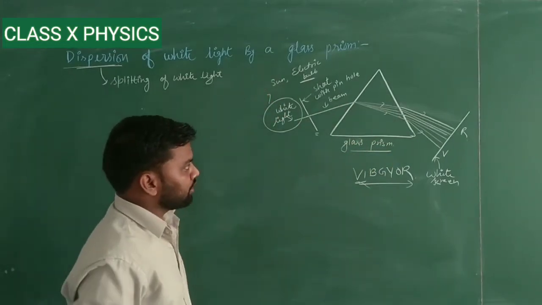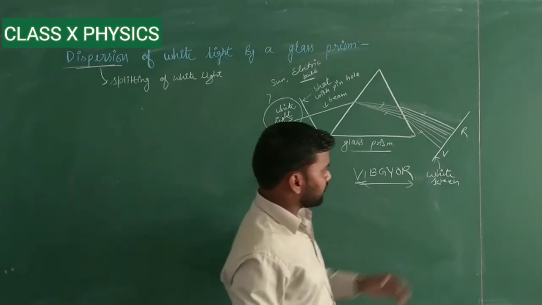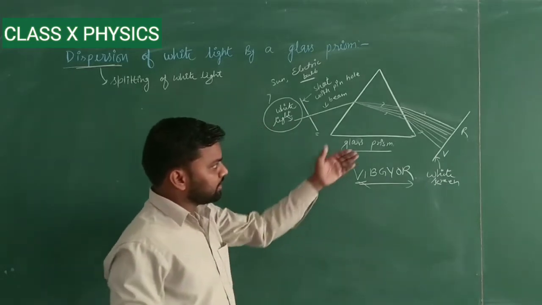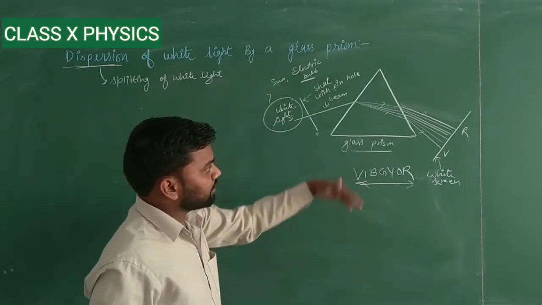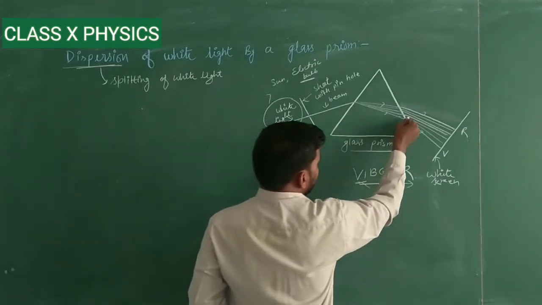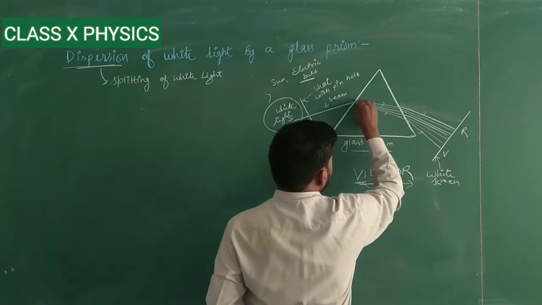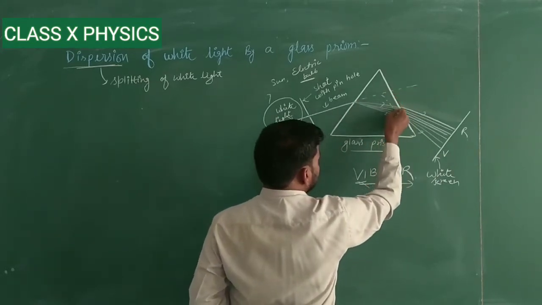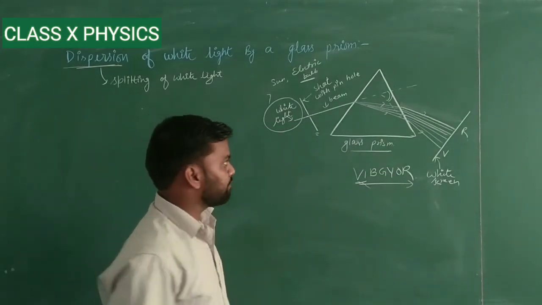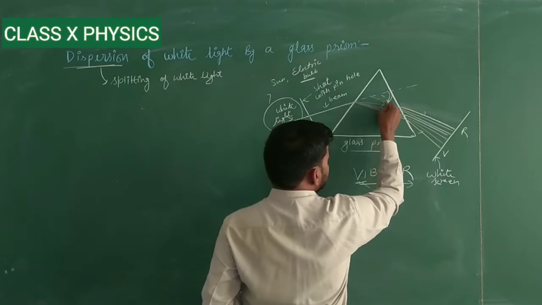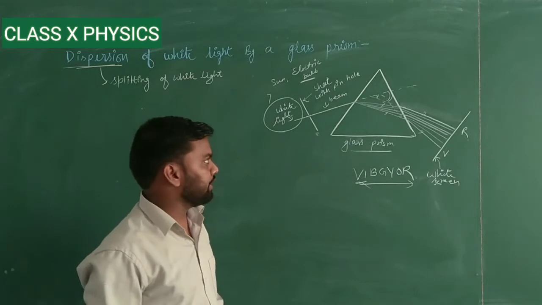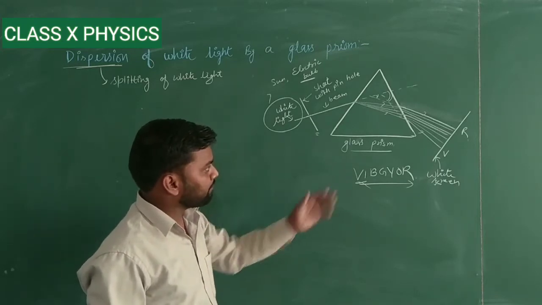Now the question is, why is the violet color on the down side and why is the red color on the upper side? Why is it happening? Why is the red color not on the down side and the violet color not on the upper side? We can also see that the angle of deviation of the violet color is much more as compared to the red color. The angle of deviation of the red color is less. Now why is it happening? What is happening in this case?